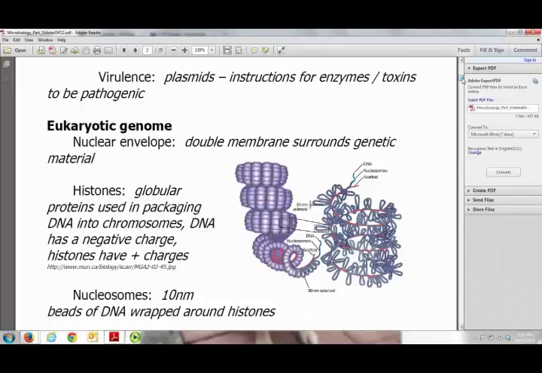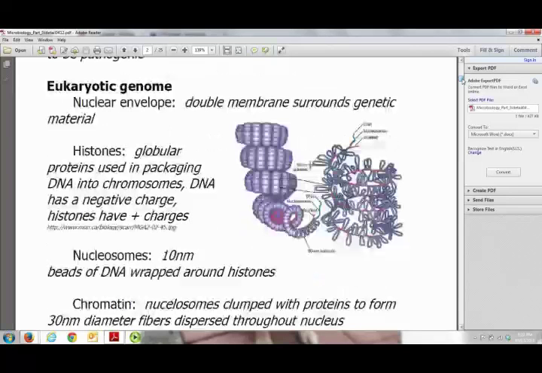The eukaryotic genome is a little bit more complicated. It's surrounded by a nuclear envelope, which is a double membrane that surrounds all of the genetic material. In eukaryotes, we have histones, which are globular proteins that are going to be used in packaging the DNA into chromosomes. DNA has a negative charge, the histones have a positive charge, and so the DNA will wrap around the histones. When it does, it forms these 10 nanometer beads of DNA wrapped around the histone called a nucleosome.